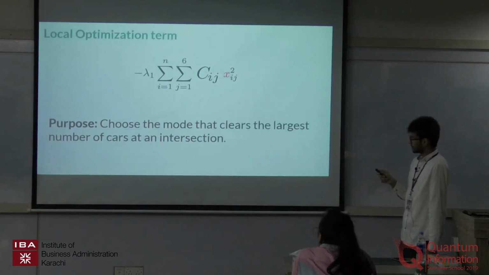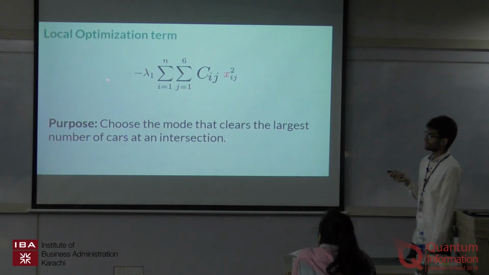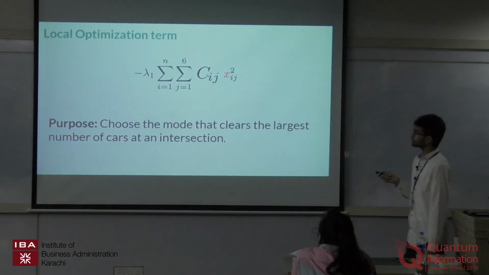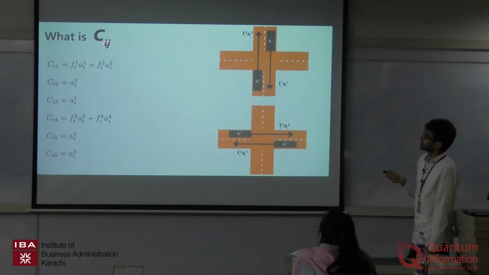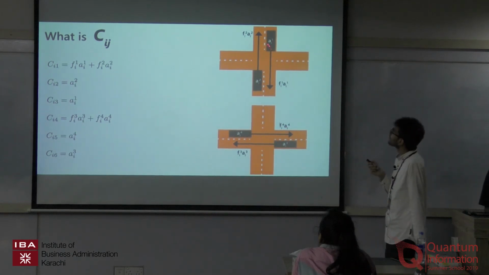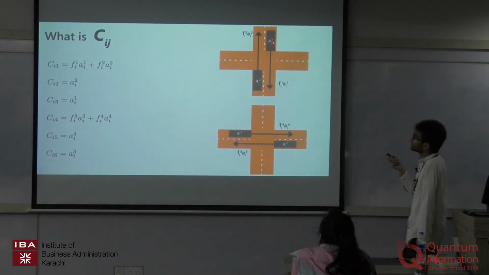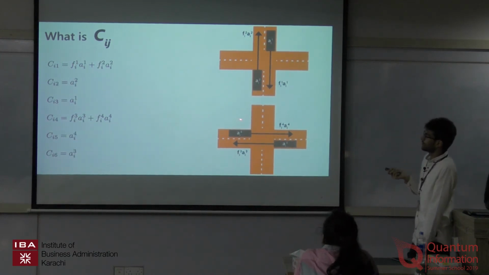So let's understand this term. We know that xij here are the binary variables. We know what i is, what j is, and lambda is just a weight factor. So let's see what these Cij are. Cij are defined like this. Let's first understand this A. i represents the intersection. So on every intersection there is Ai1. Ai1 represents the number of cars that are over here, north side of the road. Similarly, Ai2 are the cars over here, Ai3 cars here, and Ai4 cars here.